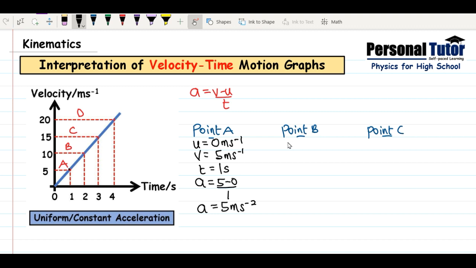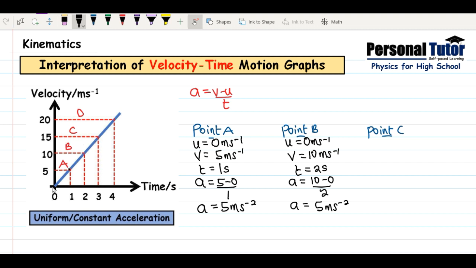For point B, the initial velocity, body starts from the beginning as well, with 0 meter per second as the initial. Then it travels down to B and attains a final velocity of 10 meters per second. The time is 2 seconds. So the acceleration is equal to 10 minus 0 over 2. And that also yields 5 meters per second square.